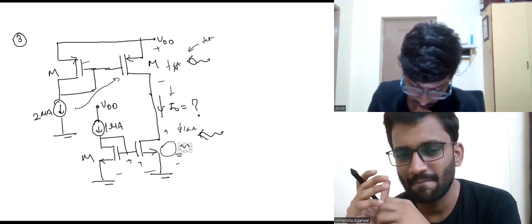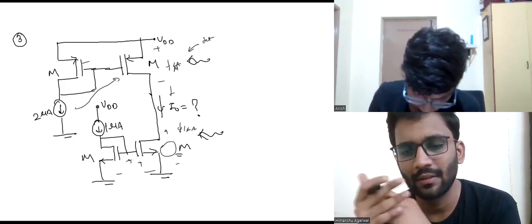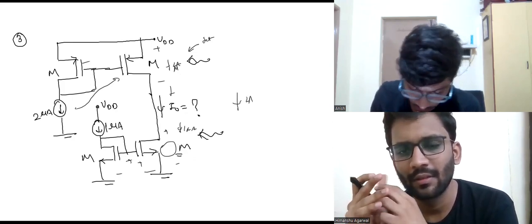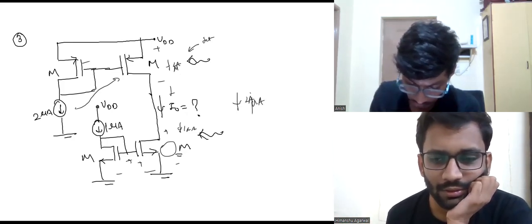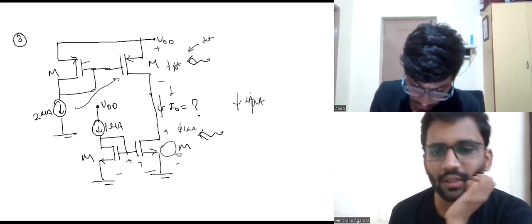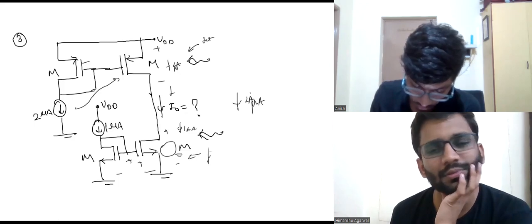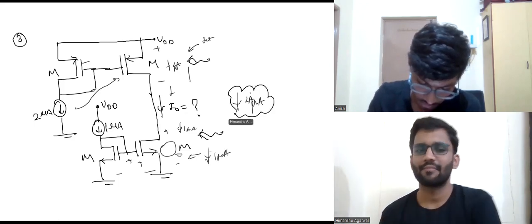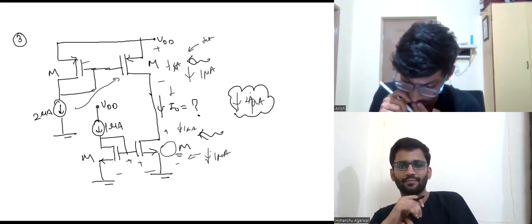We get the maximum current at saturation, but this MOS is trying to put 2 microamps through it. So I don't think it will work. It can't drive the 2 microamps. So I think this will be in saturation, so it will flow 1 microamp through it, and through this circuit also we will flow 1 microamp, and this will be in triode. Am I correct?